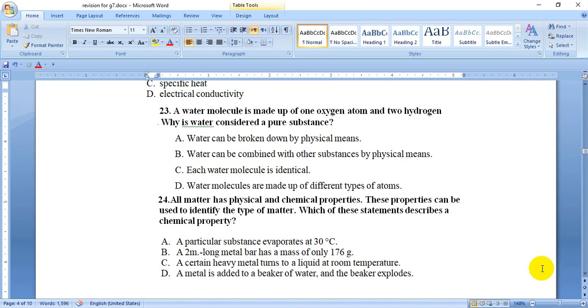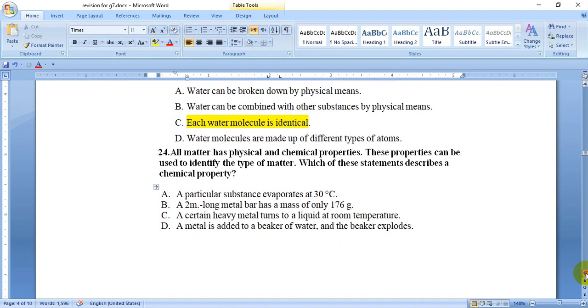Each water molecule is identical. Yes, each water molecule is identical. The water in the sea, like the water in the cup, like the water in the puddle in the street, they all are the same. They have the same ingredients or the same elements, hydrogen and oxygen. So we are going to choose letter C. They all are identical. Each water molecule is made of 2 hydrogen and 1 oxygen.